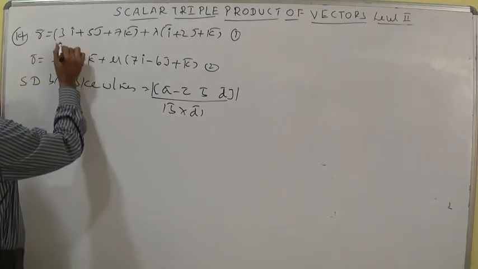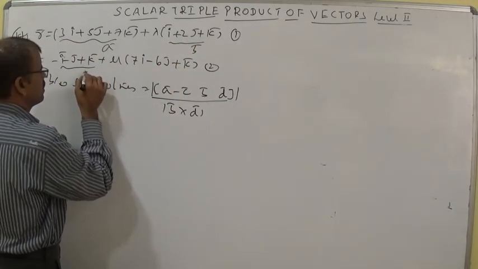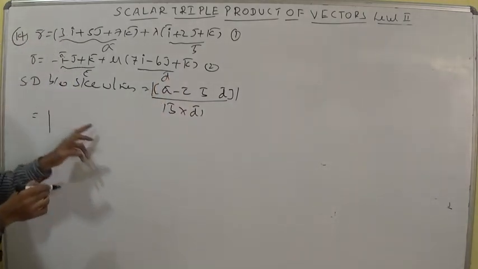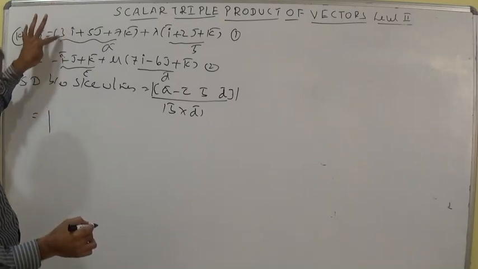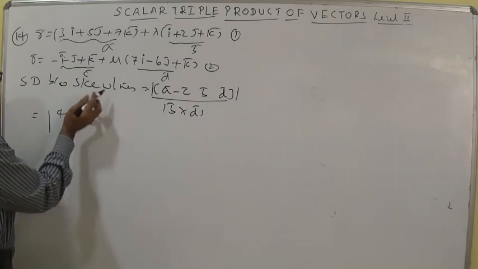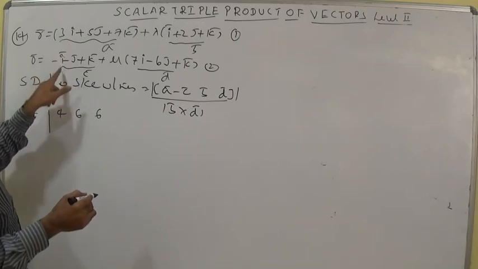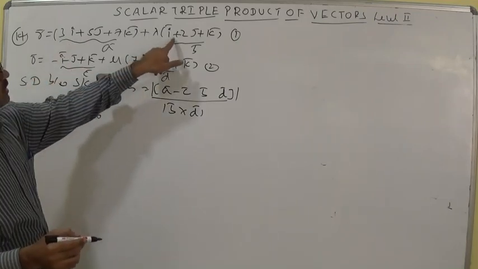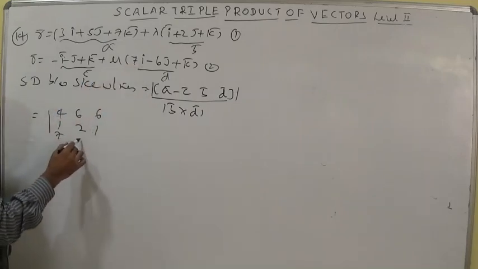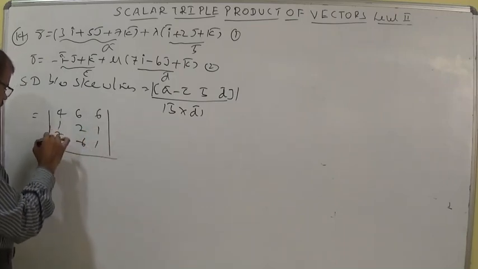You know that this is A and this is B, this is C and this is D. So you can write the modulus of the determinant of A minus C: here 3 minus of minus 1 is 4, this is 5 minus of minus 1 is 6, and this is 7 minus 1 is 6. Here 4, 6, 6 we had written. Here this is B, so 1, 2, 1. Here you can write 7 minus 6, 1. This is 1 properly, whole by, this is the determinant.